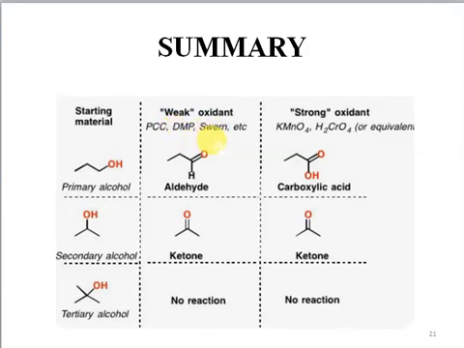But if you use strong oxidizing agents like KMnO4, or potassium dichromate or chromic acid, in that case you cannot get an aldehyde, instead you get the carboxylic acid as the product. With a secondary alcohol, you can make use of any of the oxidizing agents, whether weak or strong. The reaction works well in those conditions, and from a secondary alcohol we get the ketone in each case.